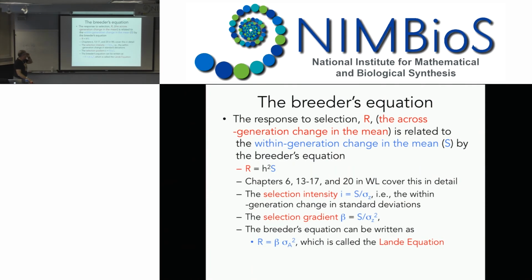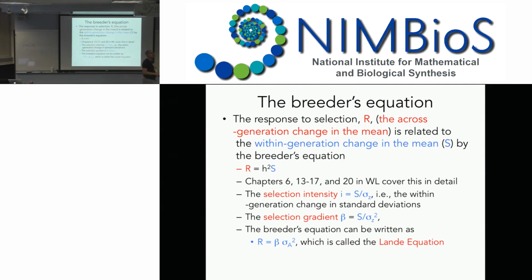I can basically write that equation as this. I write the response equals the gradient times the additive variation. If you've seen this before, this is basically G times beta if you think about the multivariate breeder's equation. So when we talk about how traits respond, the heritability is a central idea. And again, we can write the additive variation as the heritability multiplied by the phenotypic variation.